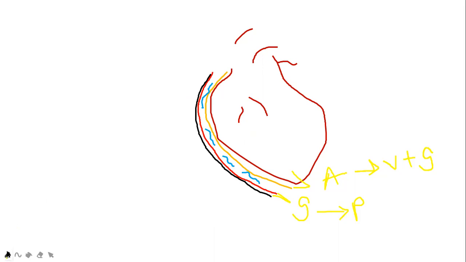So this covering goes on to cover even these great vessels. It covers the roots there completely. That's the fibrous layer, right? So all the other layers also do the same.